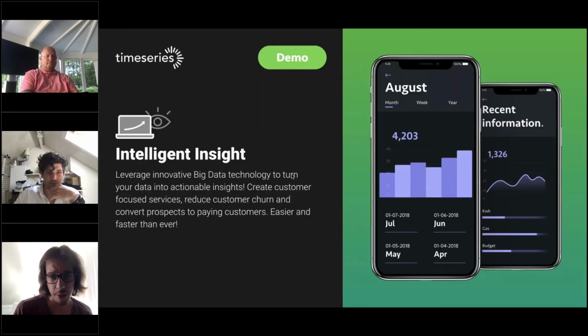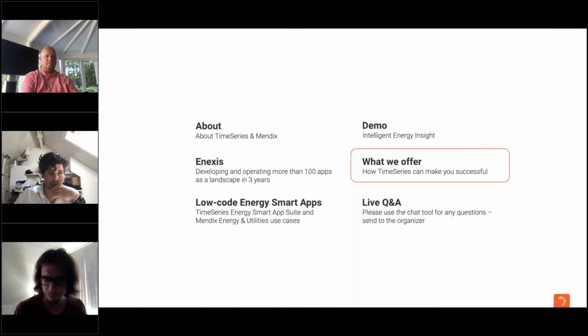But the demo is actually about how do we give customers insights and energy data with the Mendix application, but you'll see it in the video.